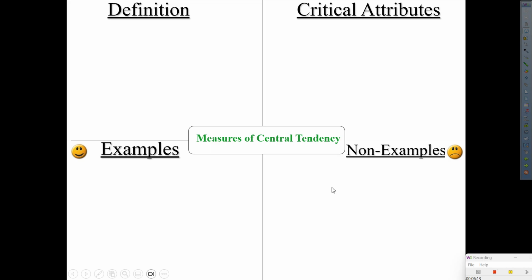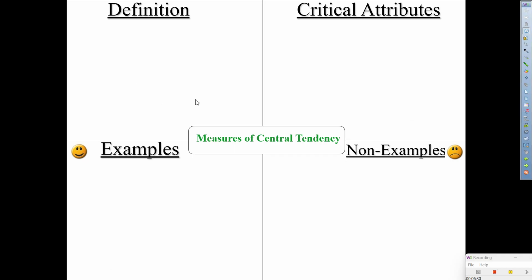Measures of central tendency. Karima, can you get the light, please? Because it's very faded. Thank you.